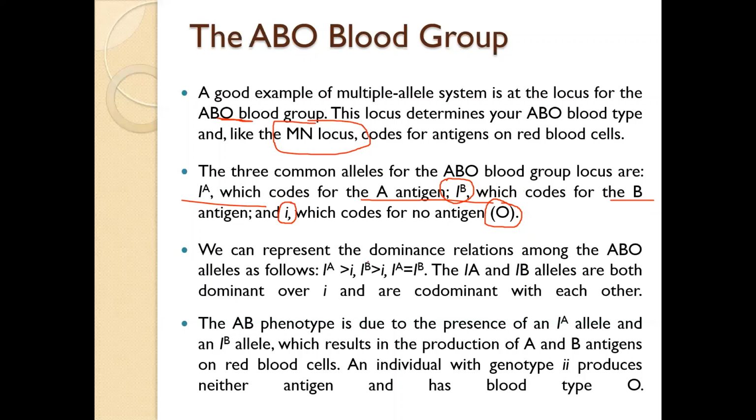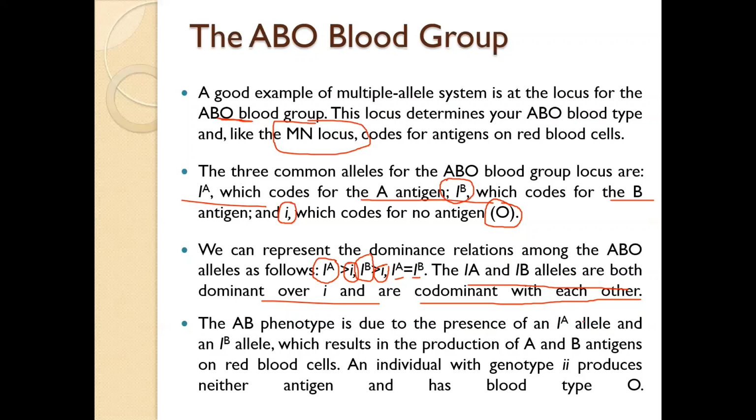When we represent the dominance relationship among the ABO alleles, they are as follows. IA is always dominant over small i. IB is also dominant over small i. But IA and IB are equivalent. That means the IA and IB alleles are both dominant over i and co-dominant with each other. That is the beauty of the multiple allele concept.